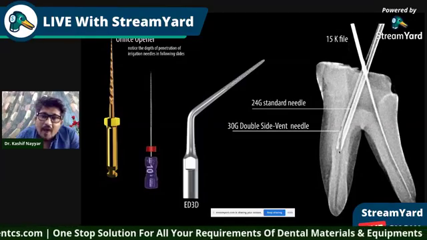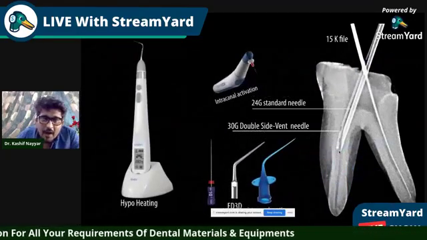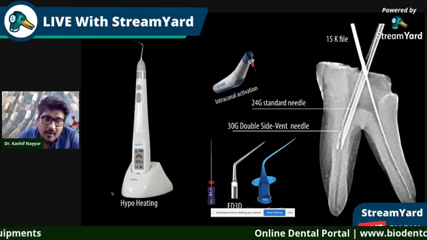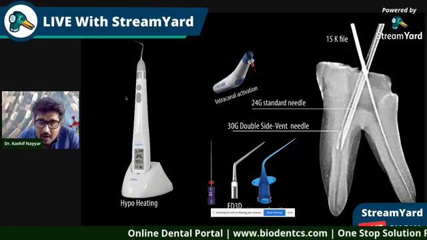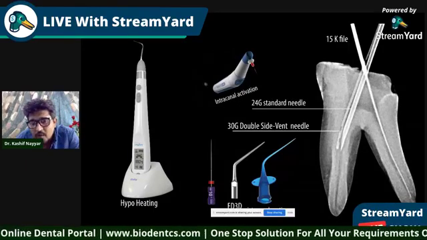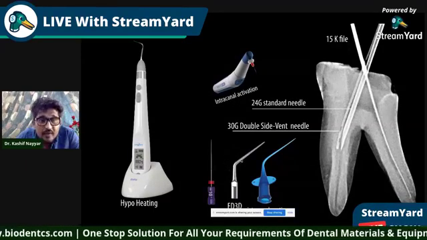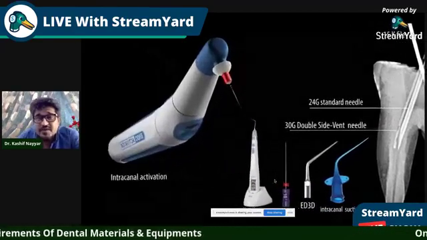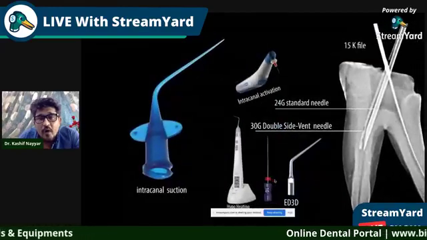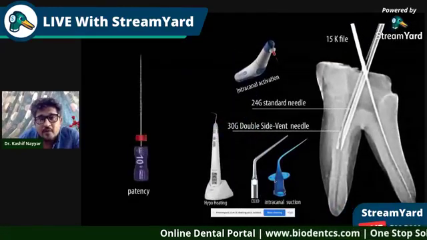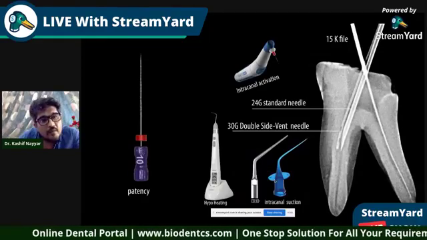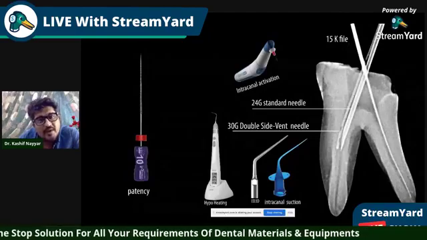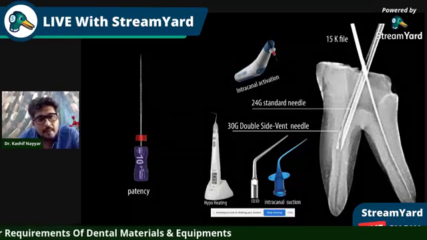And after preparing the canal, I have to activate the solution with the help of System B, and then intracanal activation, and after that cleaning with the ultrasonics, and then vacuuming from the canal. So this is the common protocol that we should employ. So we are not leaving any debris inside, and we have to establish the patency, that yes, all of the debris has been picked up. There is nothing left in the apical zone.